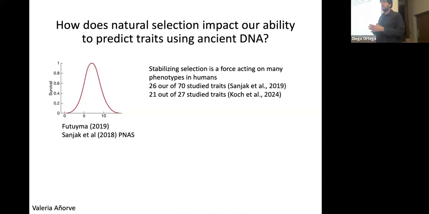One particular force that has very recently been recognized as very important, acting on humans, is stabilizing selection. Stabilizing selection is a force that is acting on many phenotypes of humans. Once again, here you have a phenotype value, and fitness is on the y-axis. As you move farther away from a particular phenotypic value, fitness is going to decrease. Here, survival is a proxy for fitness. In humans, for example, one study found that 26 out of 70 studied traits are under stabilizing selection, and another study found that 21 out of 27 studied traits are under stabilizing selection. So it seems like this is a very important force acting on many human traits.